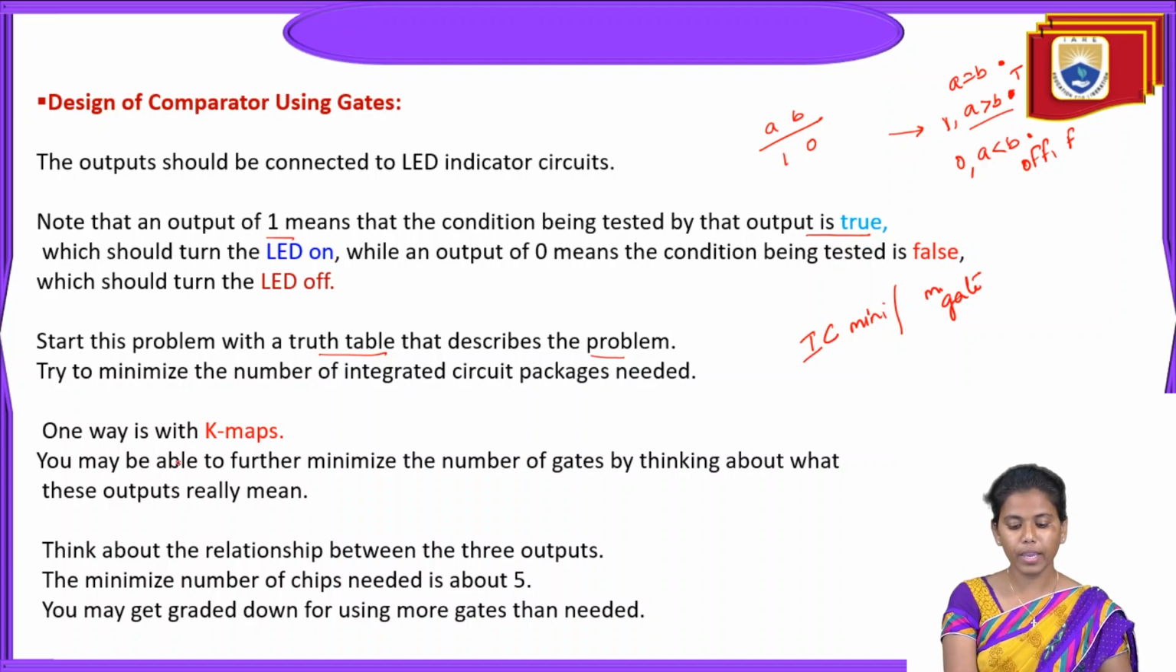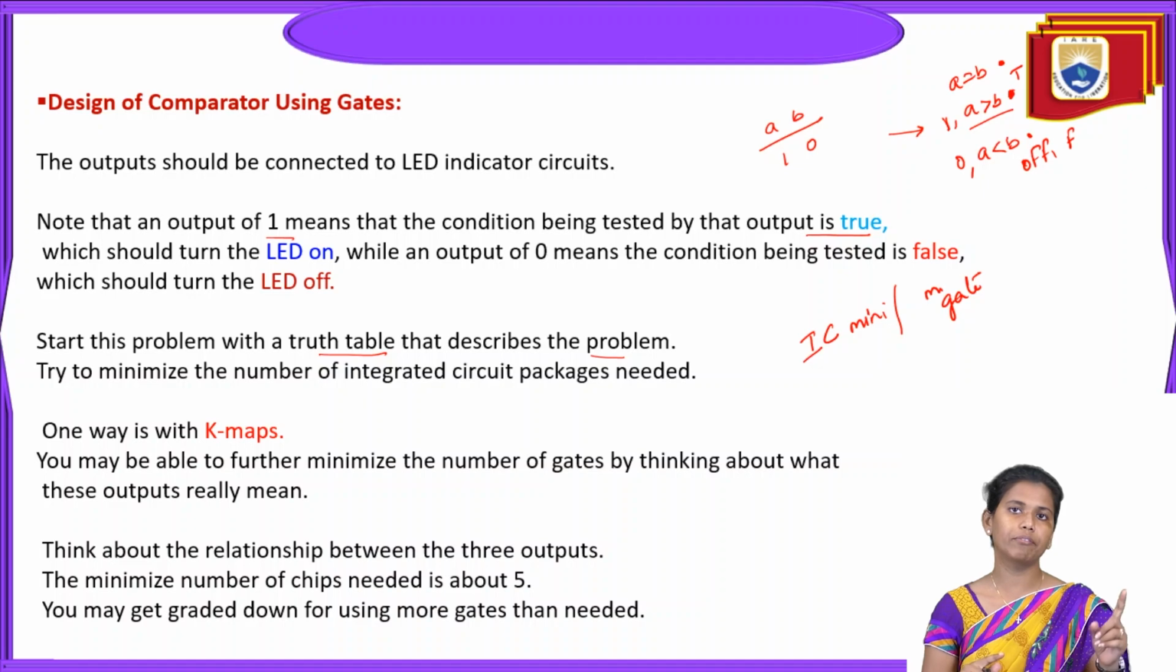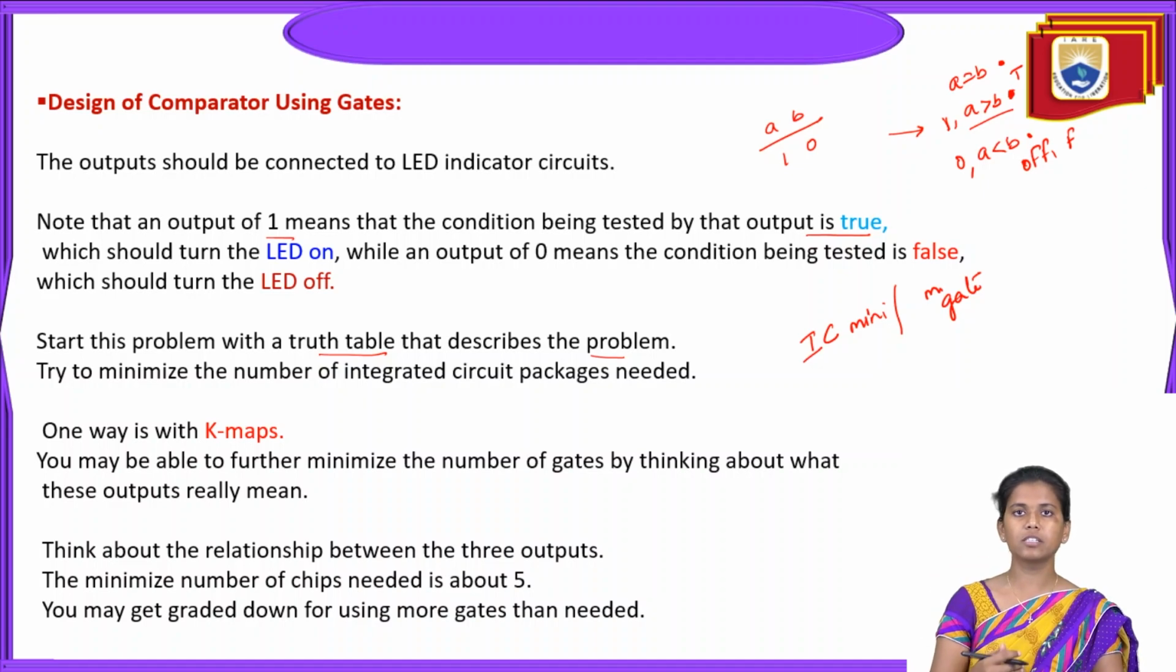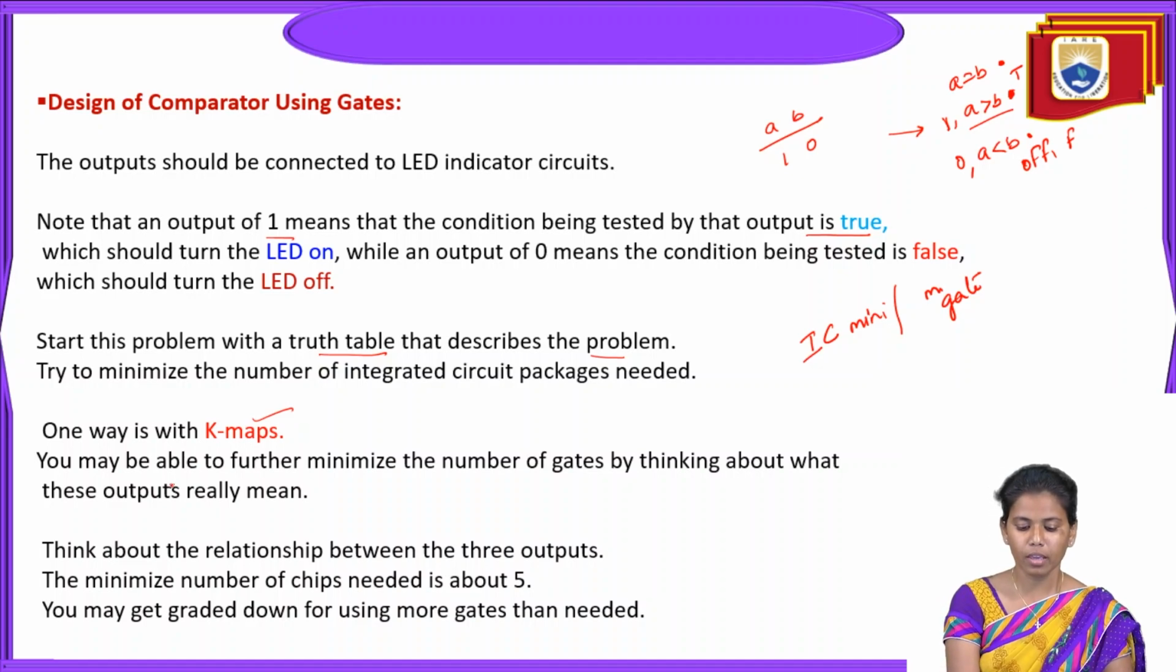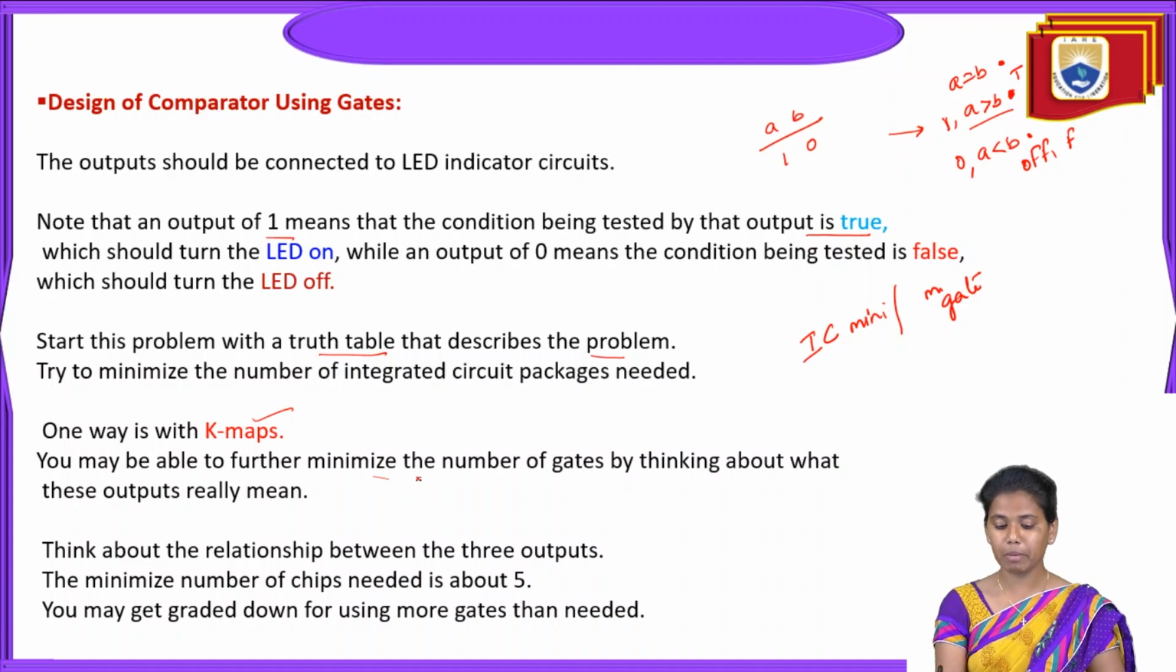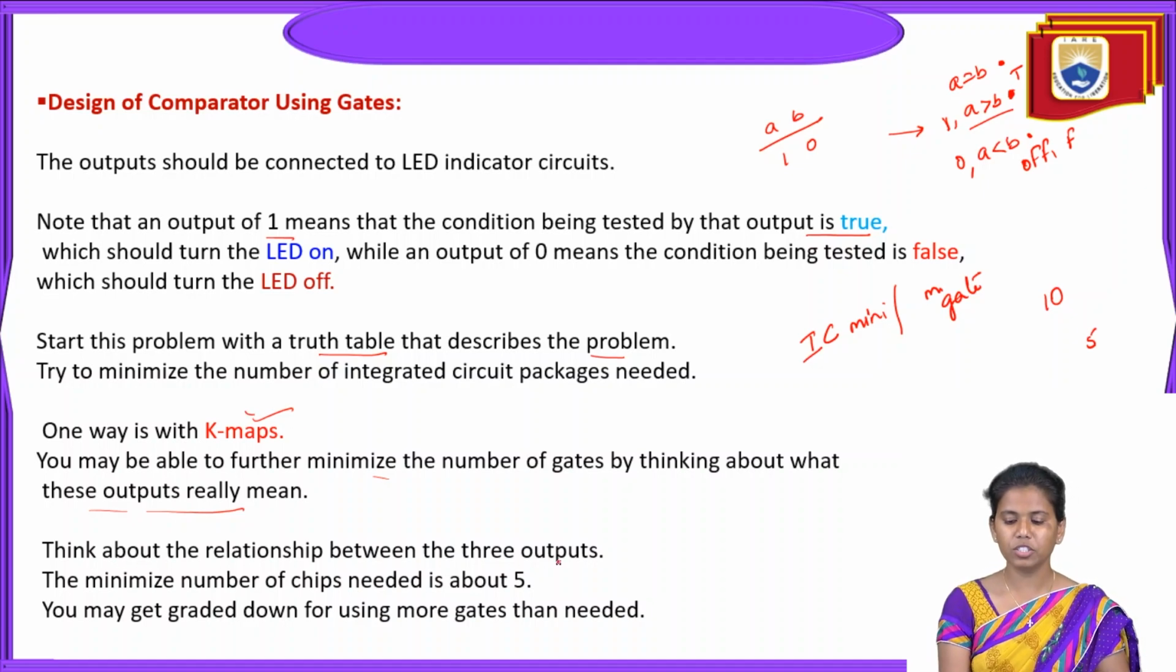Then one way is with the K-map. First, after considering the input and output, we are segregating and getting the output based on the LED indicators, that is one thing. And the second thing is the K-maps, Karnaugh maps, right? With the K-maps, you may be able to further minimize the number of gates by thinking about what these outputs really mean. Our main purpose is just to minimize the number of gates. For example, if I have to construct the comparator using 10 gates, being a designer, I have to consider constructing this comparator using only 5 gates. So how can I minimize these gates? One of the best methods is going for K-maps, right?